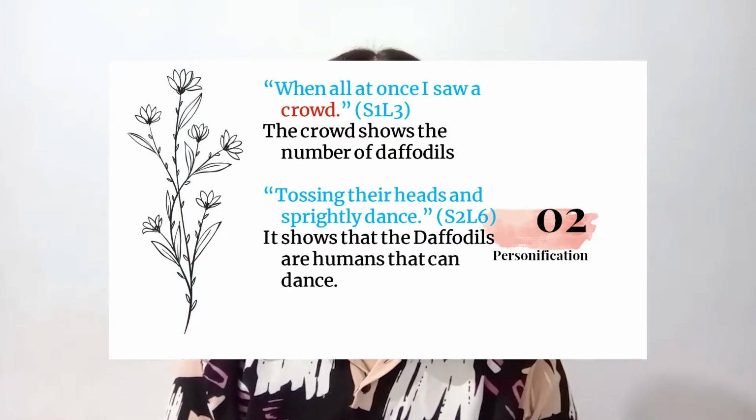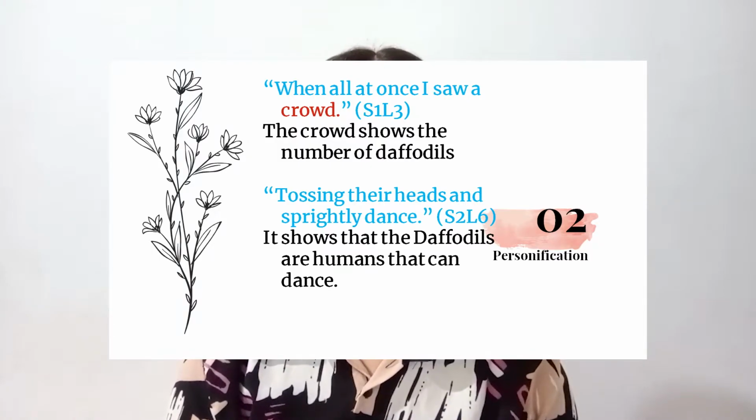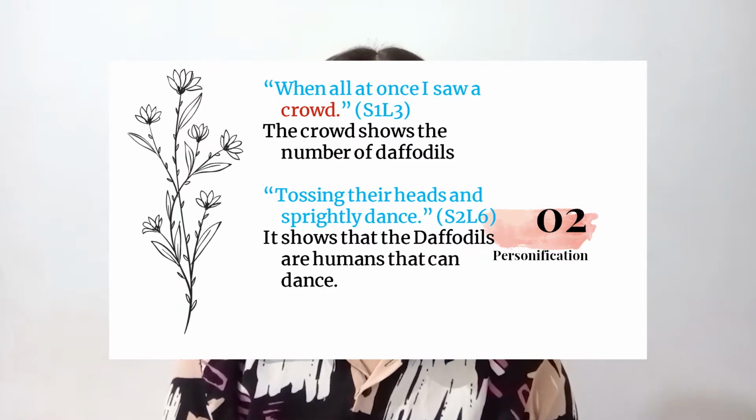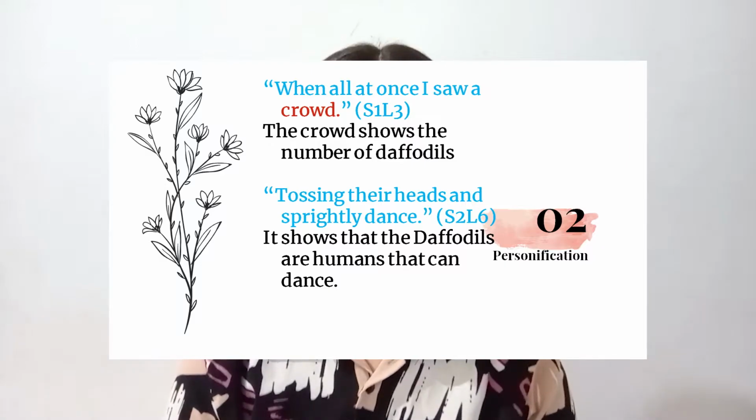The second example of personification is used in the second stanza as tossing their heads and sprightly dance. In this part of the poem, the poet compares the daffodils to humans dancing. And the third example in this poem is in the third stanza, such as in jocund company. In this fragment of the poem, the poet seems to think of the daffodils accompanying him as his friends.